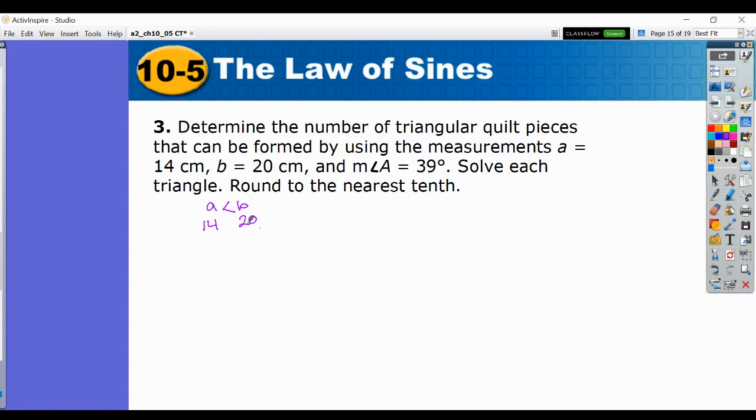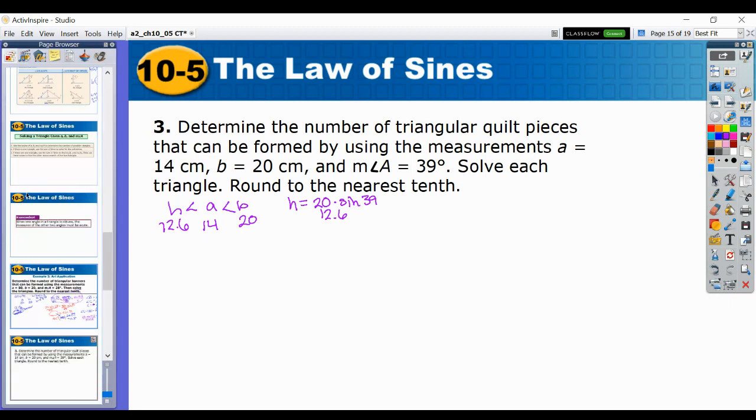We can go look at the chart, but I would like to find h first. h equals b, which is 20, times the sine of A. 20 times sine of 39 is 12.6. So let's put that in our chart here too. 12.6, 14, 20, that's in order. So h is less than a is less than b.